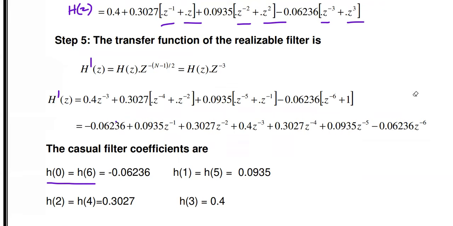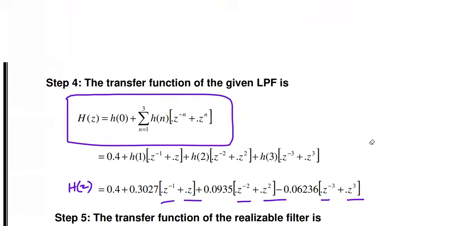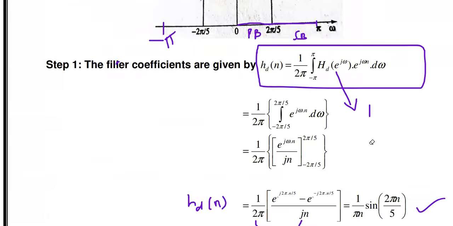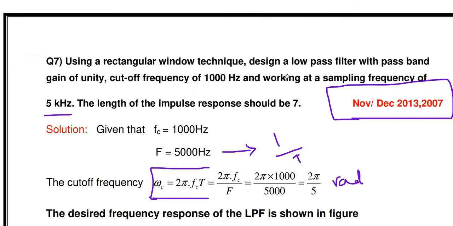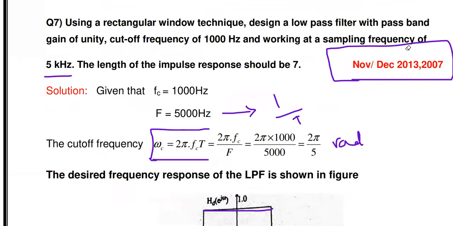So that's all. This is the design of the corresponding low pass filter using the rectangular window technique. Similarly, instead of a low pass filter, they may ask for band pass or high pass also. In the same way, you just solve.